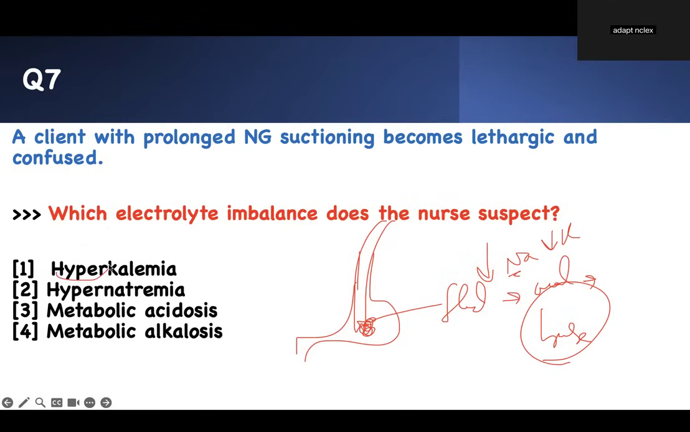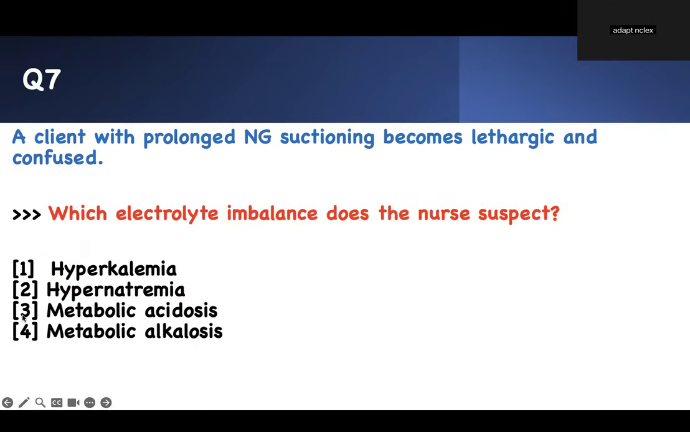Therefore, what do you see? Hyper, I take it off. Hyper, I take it off. I don't have acidosis, I will have alkalosis. So hyponatremia, hypokalemia, hypochloremia, metabolic alkalosis. Number 4 is your answer.